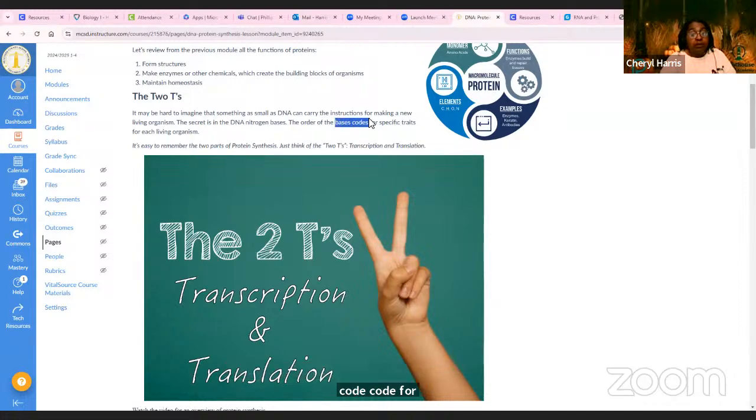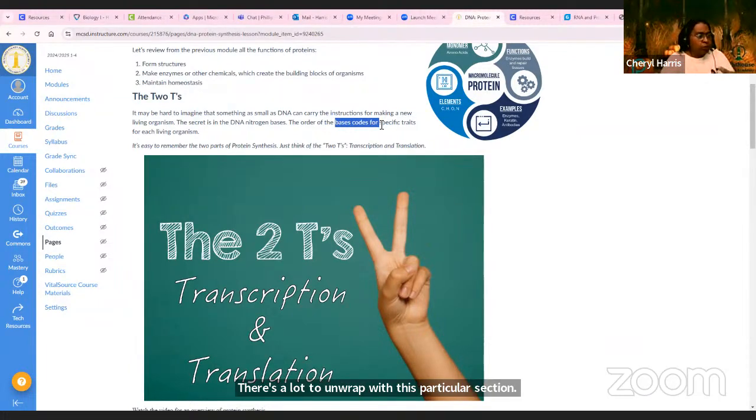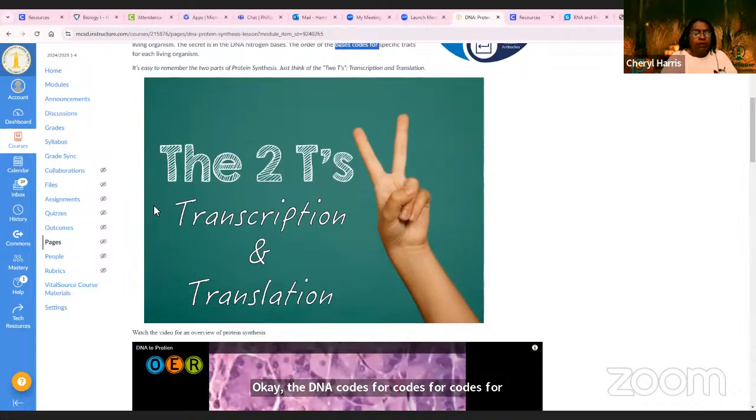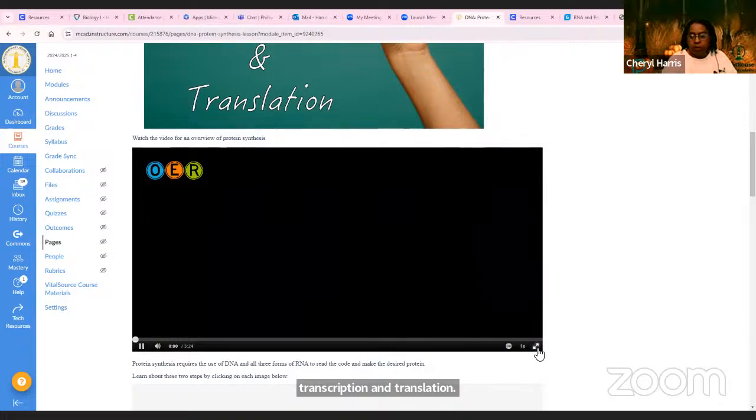specific proteins. Okay, and then we're going to have a chart, so you're going to be able to look up and decide what protein we are making. So there's a lot to unwrap with this particular section. But again, we're going to use that term code for. The DNA codes for a particular type of protein. All right, so the 2 words that we're looking at are transcription and translation. All right, we're going to watch this little video.